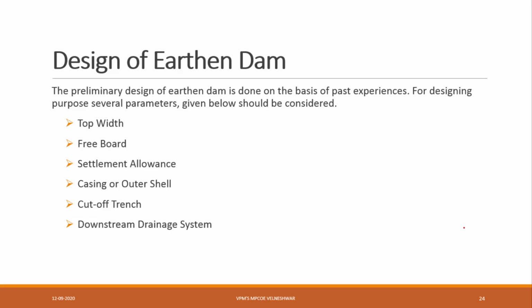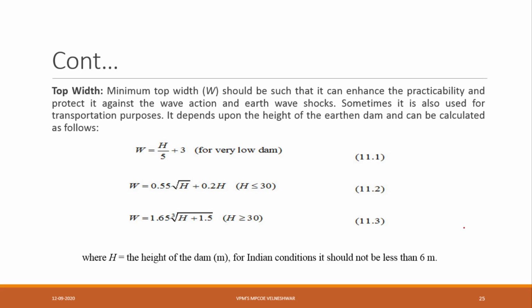Design of an earthen dam. Generally we have to decide the top width, freeboard, settlement allowance, casing or outer shell, cutoff trench, and downstream drainage system. Generally, top width: here top width means, see, suppose this is our dam. The Indian Standard provides some values for us. Minimum top width W should be such that it can enhance practicability and protect it against wave action and earthquake shocks.